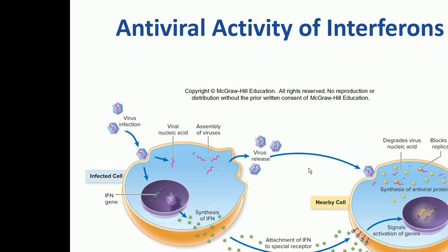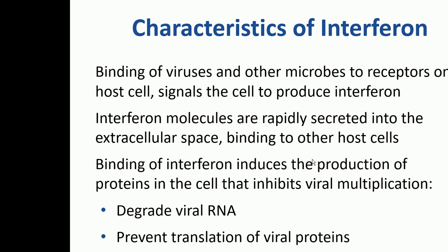As a result of that, there is activation of some genes in this cell, which either degrades the viral nucleic acids or prevents the protein synthesis of the viruses. So binding of interferon induces the production of proteins in the cell that inhibit viral multiplication. It degrades viral RNA, or it prevents the translation of viral proteins.